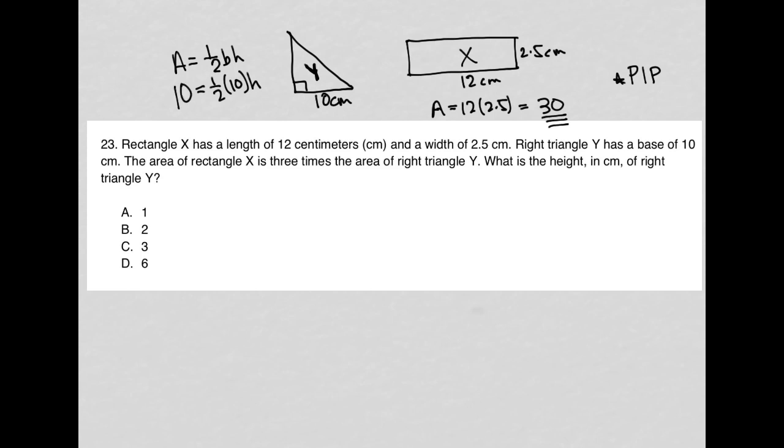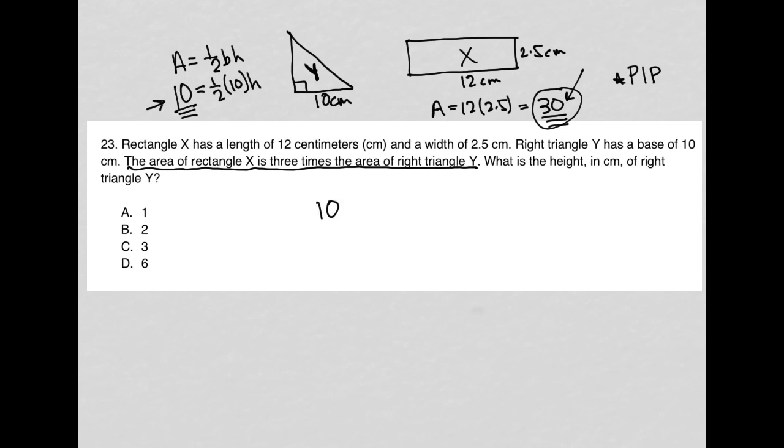How do I know that? Because the question says the area of rectangle X is 3 times the area of right triangle Y. So if right triangle Y's area is 10, then times 3 is 30, which is how we get the area of rectangle X. So hopefully that all makes sense. I take this number and divide it by 3 to find the area of the right triangle.